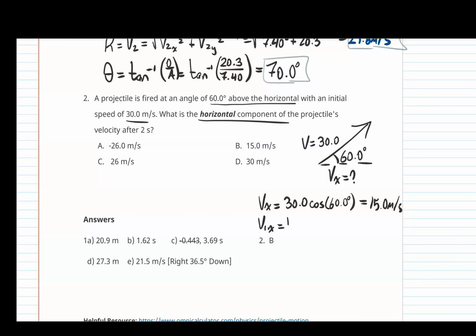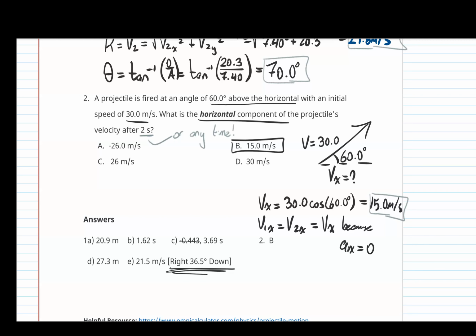V1x is equal to V2x is equal to any x, because acceleration in the x direction is 0. And we've seen that concept a few times now, on the same worksheet. So, final answer, it doesn't matter what time, it can be any time, it's always going to be 15 meters per second. So hopefully that's clear.